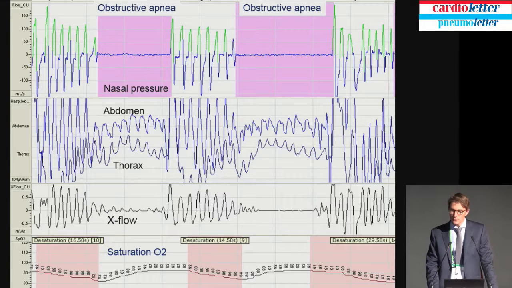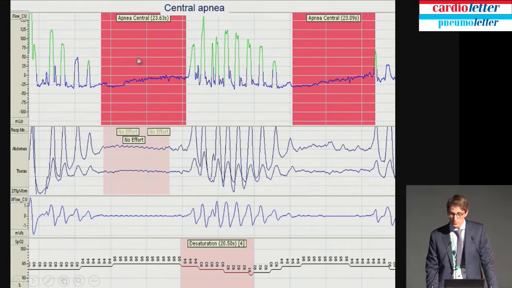So when we have typical events, like obstructive apnea here, you see no flow. There is still movement in the thorax and the abdomen that go in the opposite direction. You see here desaturation. Things are very obvious, and polygraphy can really diagnose them easily. When we have central apnea, like here, the difference is that there is no thoracic and no abdominal effort. This is very obvious also. Polygraphy can perfectly diagnose it.